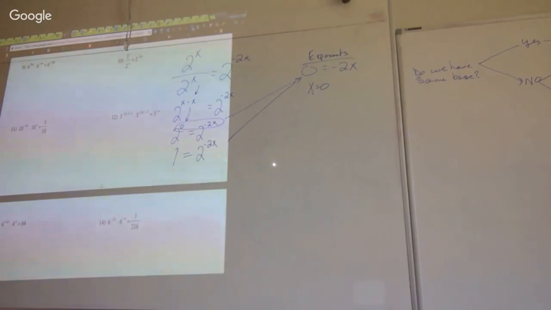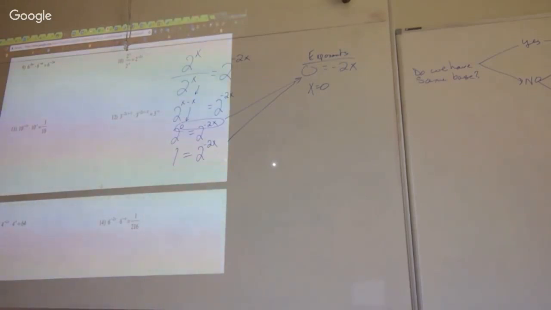Did you finish that problem? What power do I need to get 1 over 10? 10 to the power of negative 1. So if I have 10 to the negative 2x is equal to 10 to the negative 1, since 1 over 10 is the same thing as 10 to the negative 1, do I have the same base? Yes. Now I can set the exponents equal to each other: negative 2x is equal to negative 1. Now what do I do?